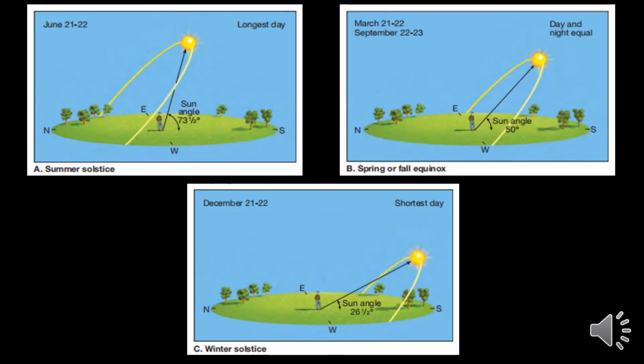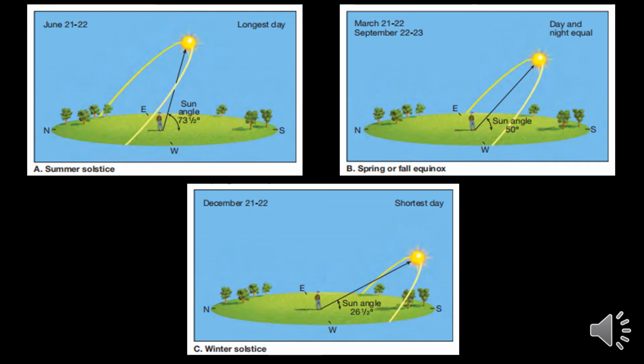Solstices and equinoxes. On June 21 or 22, Earth is in a position where the axis in the northern hemisphere is tilted 23.5 degrees towards the sun. At this time, the vertical rays of the sun strike 23.5 degrees north latitude, a latitude known as the Tropic of Cancer.